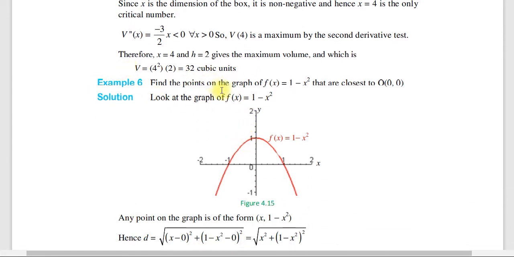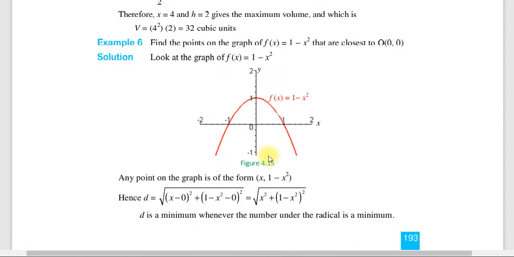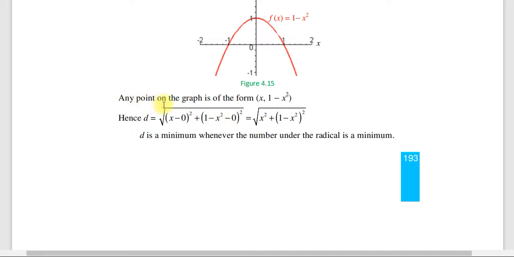Another one: find the points of the graph of f of x equal to 1 minus x square that are closest to the point (0,0). Okay? We are finding a certain point. Look at the graph of f of x equal to 1 minus x square. The graph looks like this. Okay? So any point on the graph is of the form (x, 1 minus x square).